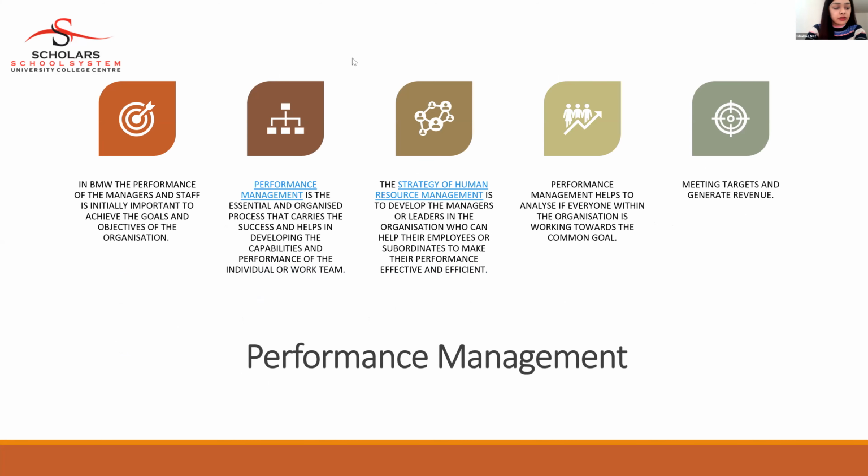So, including all of this, BMW human resource management also goes through a proper performance management task. In BMW, the performance of the managers and staff is important to achieve the goals and objectives of the organization. Performance management is the essential and organized process that carries the success and helps in developing the capabilities and performance of the individual or team that they're working on. So, of course, it is a continual process.